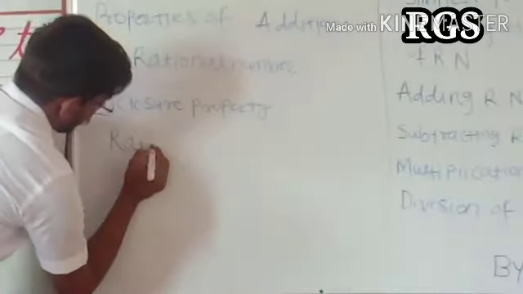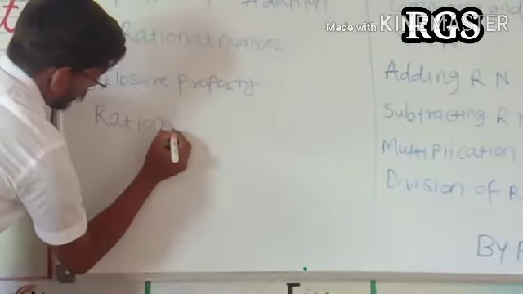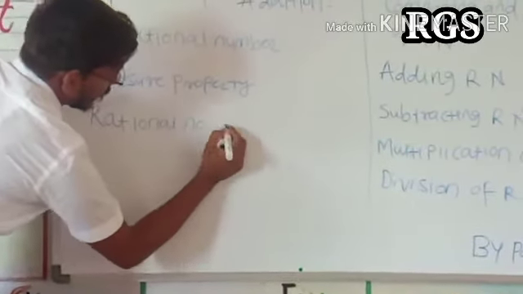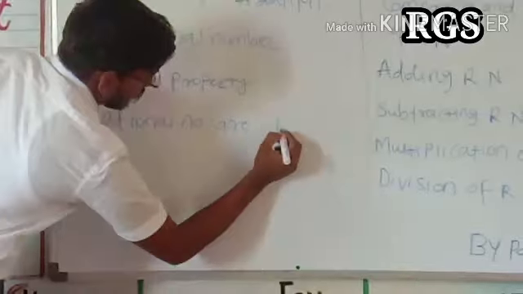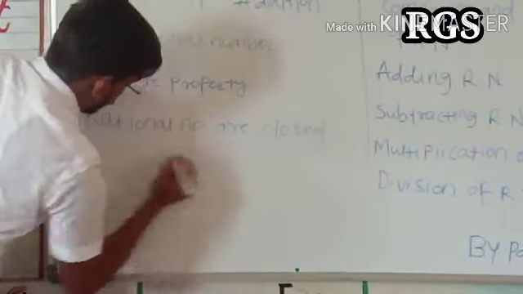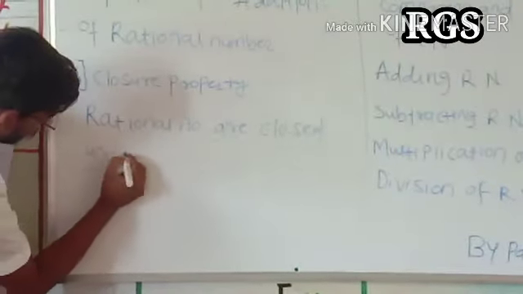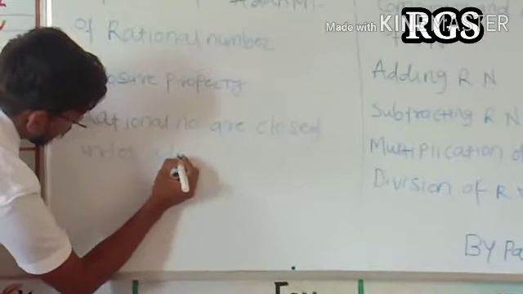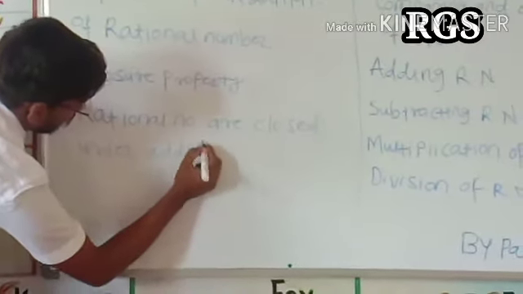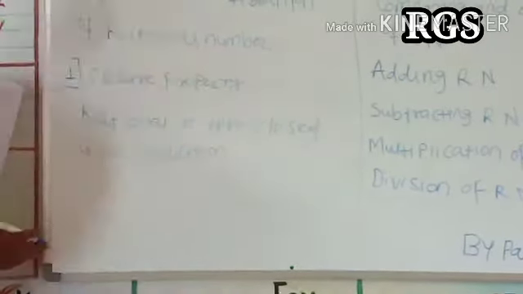That is, rational numbers are closed under addition. What does this closure property say? Rational numbers are closed under addition. It means that when we add any two rational numbers, what do we get? We get the solution as a rational number.